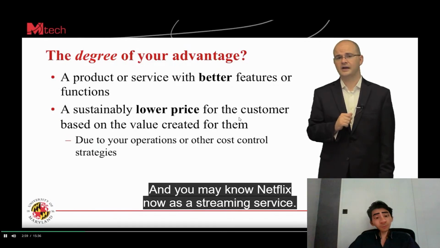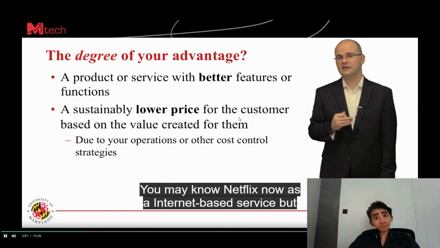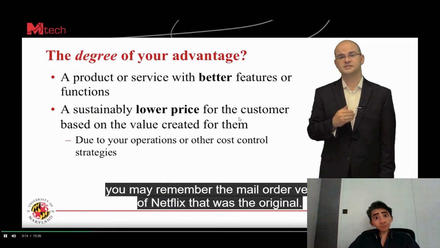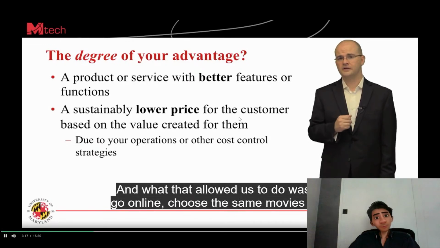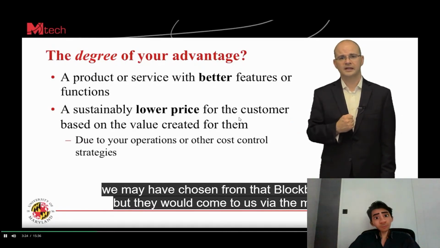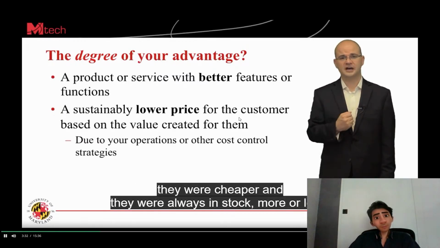And you may know Netflix now as a streaming service. You may know Netflix now as an internet-based service. But in its beginning, it was mail order. And for our older students, you may remember the mail order version of Netflix that was the original. And what that allowed us to do was to go online, choose the same movies that we may have chosen from that Blockbuster, but they would come to us via the mail. And sure, we may have to wait a few days for that to arrive, but they were cheaper, and they were always in stock, more or less.